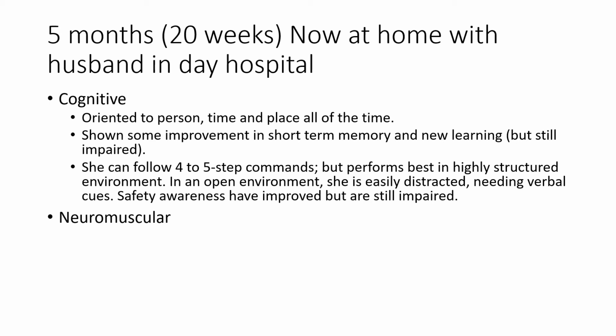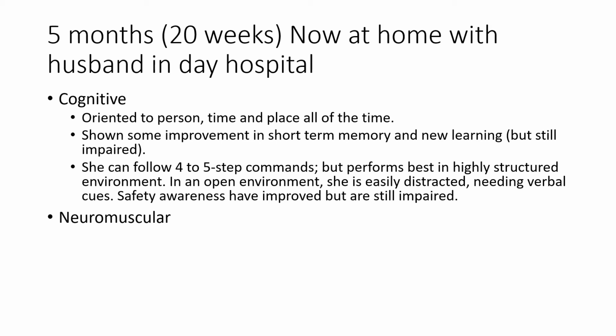Now, in an open environment, she still is easily distracted, needing verbal cues. And this is where the individual with a traumatic brain injury can describe that they just feel overwhelmed. Areas that have higher traffic flow, more things that are going on, it's very difficult for them to identify where they are in this environment and what they are attempting to do. As a result, her safety awareness is still a little impaired.